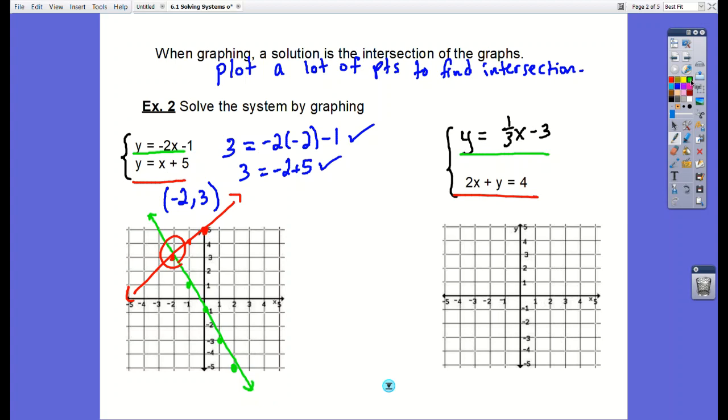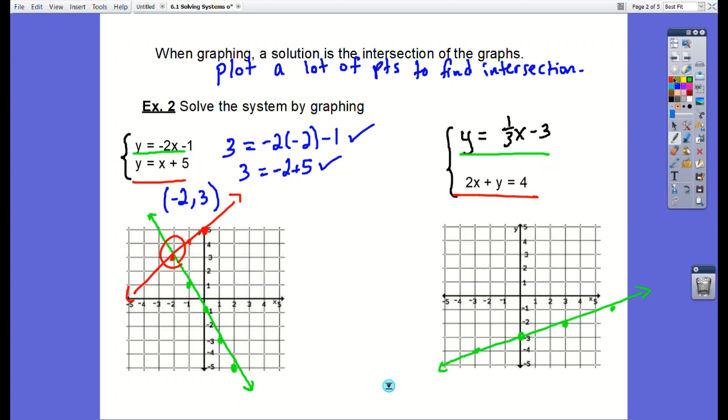So now let's do the same thing. Let's graph the other one. Plot your y-intercept, -3. A slope of +1/3 here: up 1, right 3, up 1, right 3, a little bit off the graph, down 1, left 3, that was left 2 here.